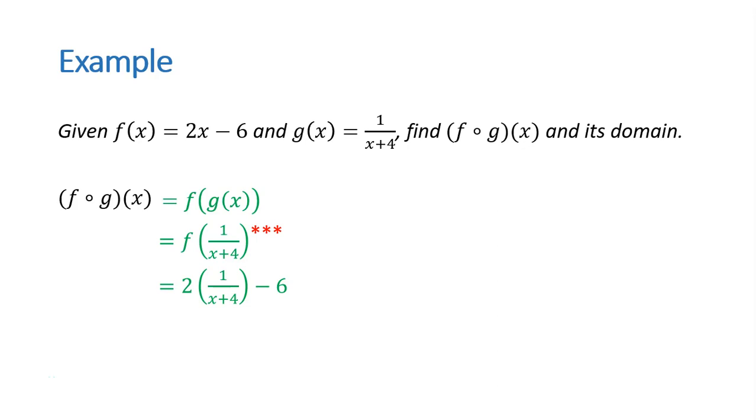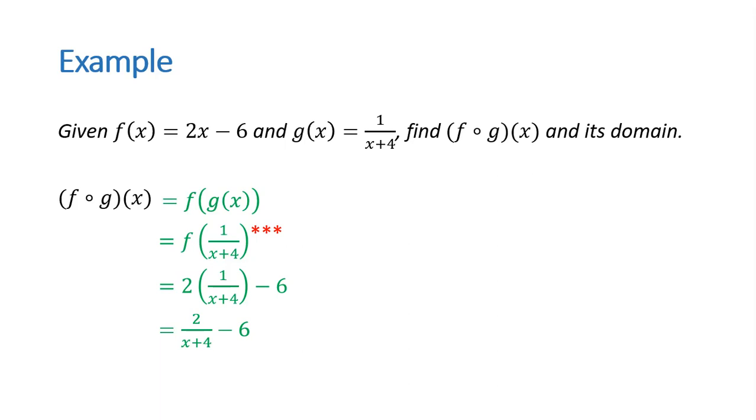So now it's just a matter of taking your algebra skills and simplifying this down. So the 2 needs to distribute. The 2 distributes to the top. So think of the 2 as a 2 over 1. So the 2 multiplies by the 1 in the numerator, and then it's just distributed over the denominator. So we have 2 over x plus 4, minus 6. Now our goal is to combine and have one rational expression as our final answer.